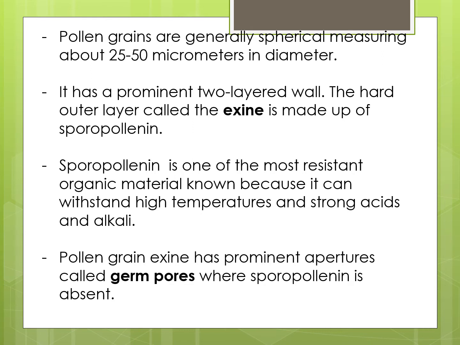Pollen grains are generally spherical, measuring about 25 to 50 micrometers in diameter. It has a prominent two-layered wall. The hard outer layer is called the exine. It is made up of sporopollenin. Sporopollenin is one of the most resistant organic materials known because it can withstand high temperatures and strong acids and alkali. Pollen grain exine has prominent apertures called germ pores where sporopollenin is absent.